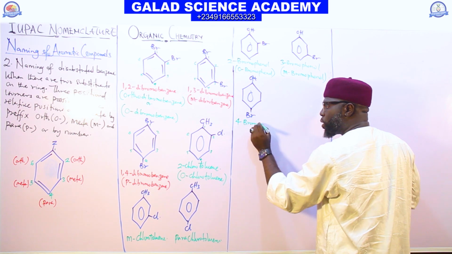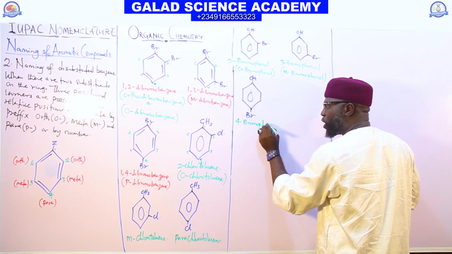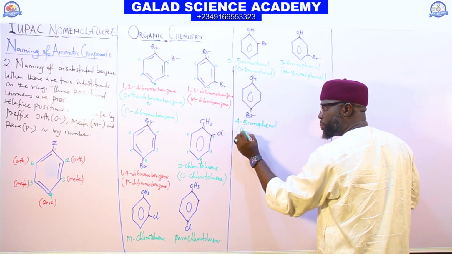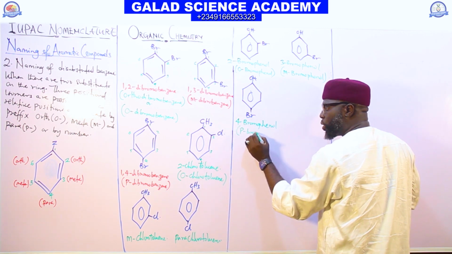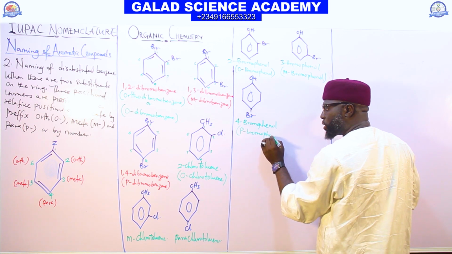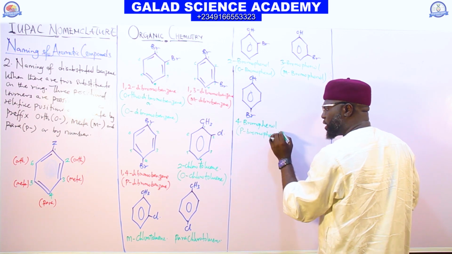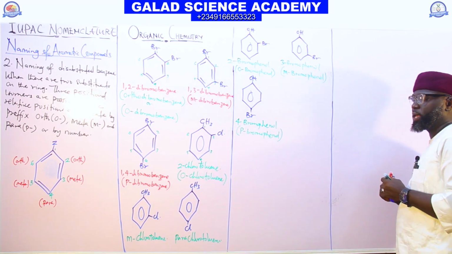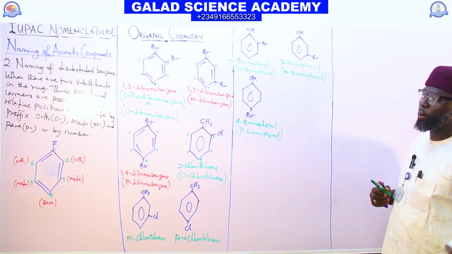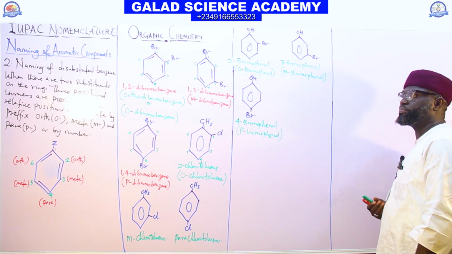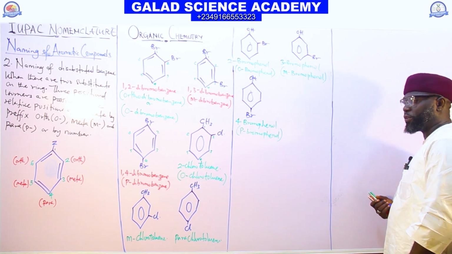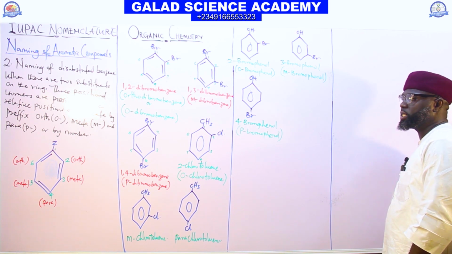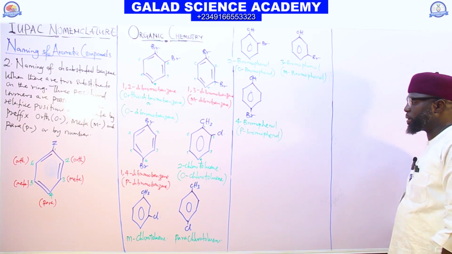4-bromophenol, or you can call it what? P-bromo what? Phenol, which is para. Para in terms of what? Of phenol. We can also have it in this. Yes, that is as far as that.